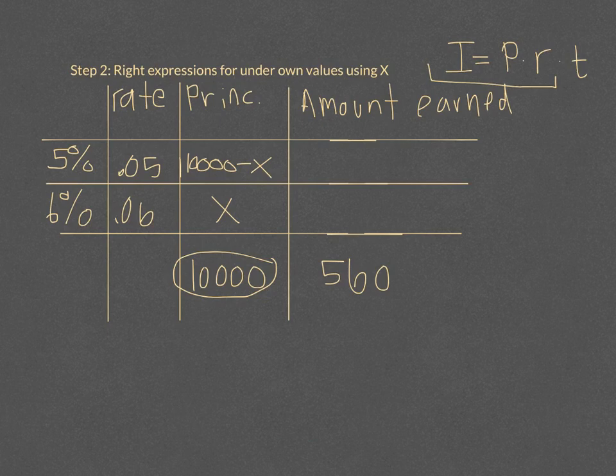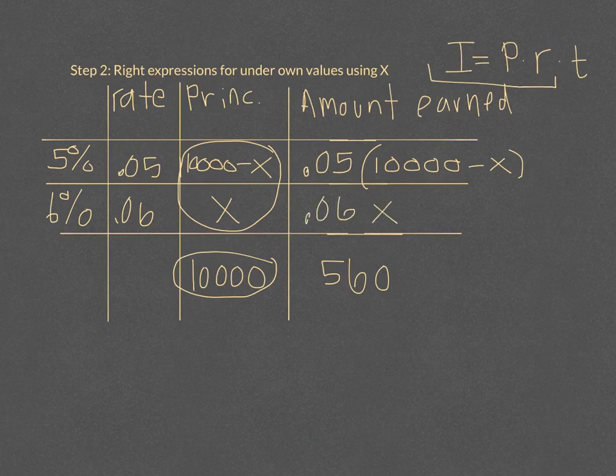Now the principal for each of these is what we just found. So the expression that we're going to find for each of these interest rates is their rate times its principal. So the first one is 0.05 times 10,000 minus x, and this is 0.06 times x. And each of those are the interest earned annually.